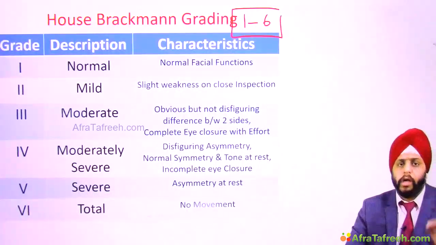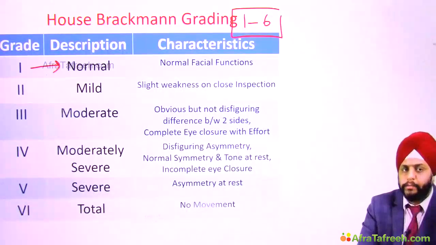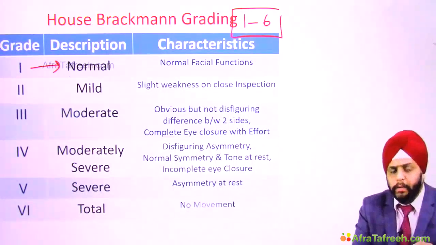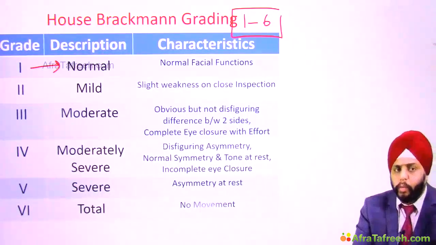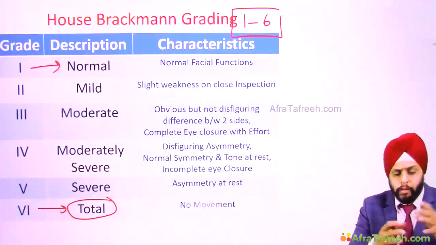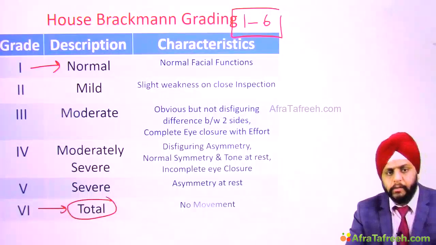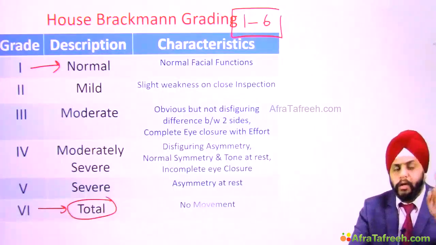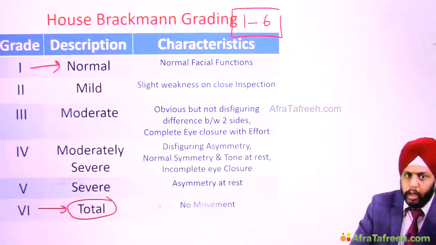So grade 1 over here is a normal person. I'm not going to describe the whole table, we're just going to learn how to remember it. 1 is a normal patient and 6 is total palsy. You and me, we are grade 1. 6 means total palsy, no movement at all. So 1 normal, 6 total palsy, no movement at all.